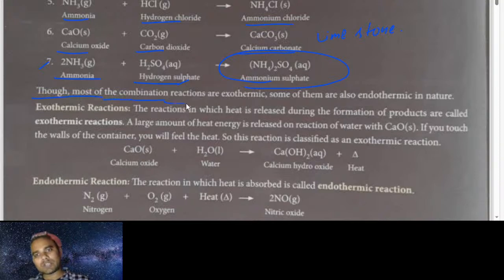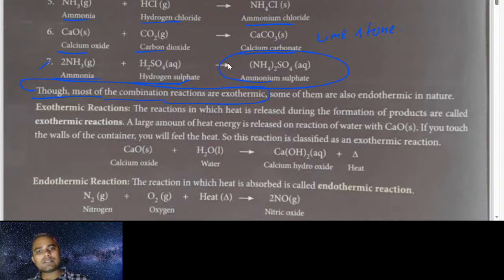Now see, student, most of the combination reactions are exothermic. What is exothermic? Exothermic means heat is getting released by itself, along with the product. So that is called an exothermic reaction.